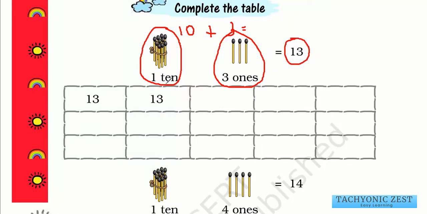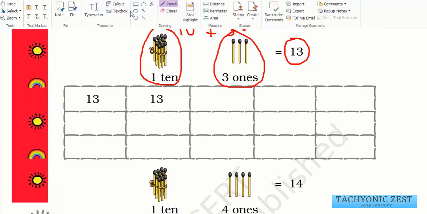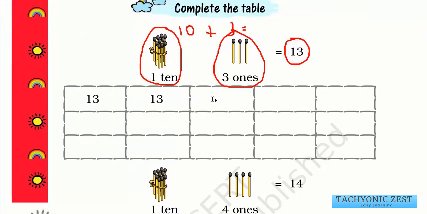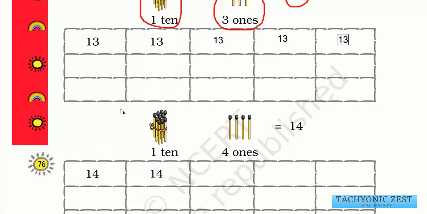Okay, why? Because 110 is equal to 10 matchsticks. 3 ones means it is equal to 3 matchsticks. So 10 plus 3 is equal to 13. So in this we have to write 13 in all the boxes. So please quickly do it. Okay, and I'll leave the rest for you to do. Okay, please fill all the boxes.